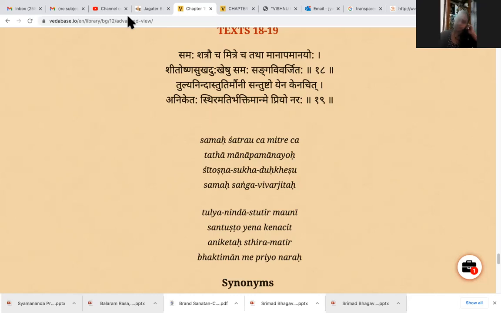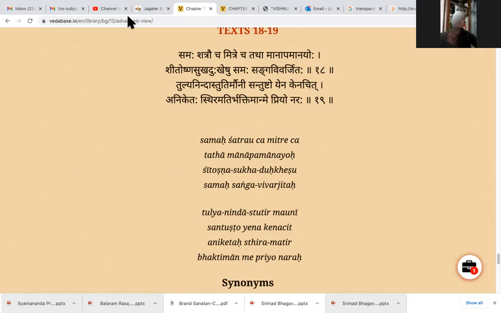Aniketa. Aniketa sthiramatir. Aniketa sthiramatir.